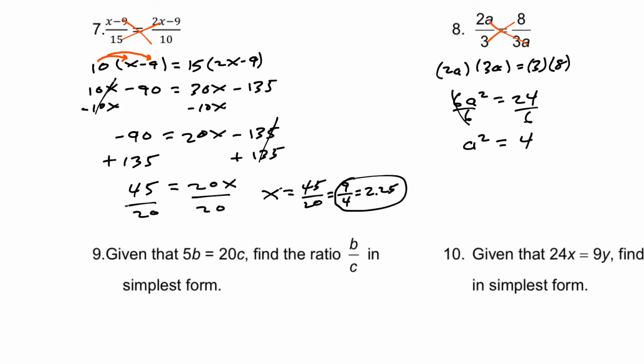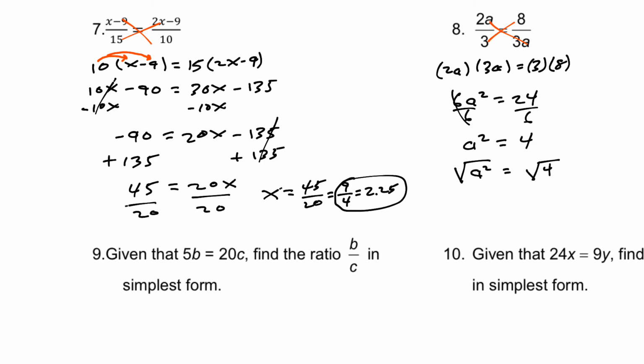Well, we want to solve for just a. We don't want a squared. So somehow we have to undo the square. So to undo the square, we're going to take the square root of both sides. So I'm going to take the square root of the left-hand side. So the square root of a squared is equal to the square root of 4.